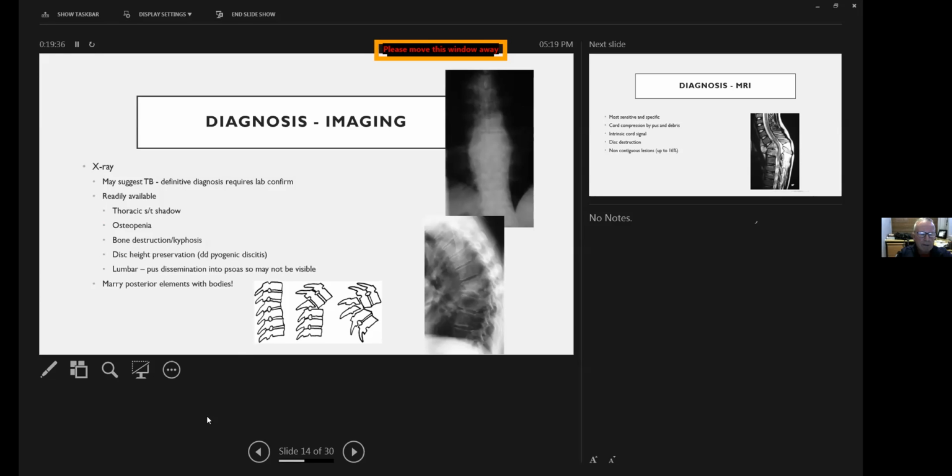Then the soft tissue presentation of TB involving the lumbar spine into the psoas muscle may not be visible on your X-ray. Just the graphic at the bottom here, marry the posterior elements with the body. So if you look at the three pictures that I have, you can see there's half of the body involved in the left picture. There's a total body involved of one vertebra in the middle, and there's two vertebral bodies completely involved on the picture on the right. And that's important in terms of prognosis for progression, which I'll come to later.